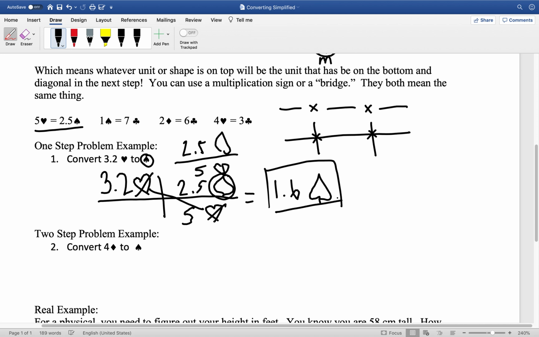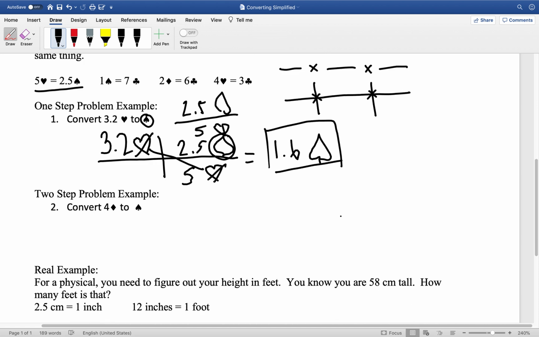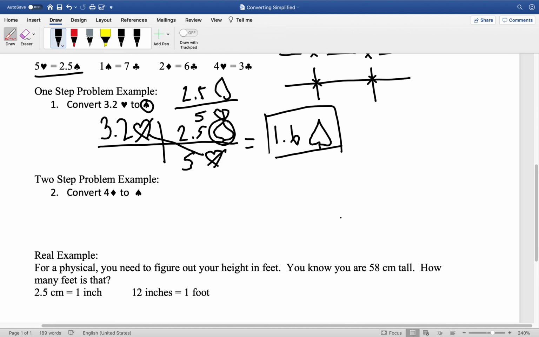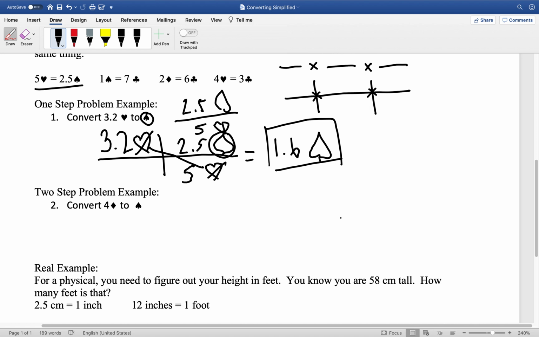Okay? So all you're doing here is you're taking the equalities, you're deciding which way to write it, and then you're multiplying across the top and dividing by what's on the bottom. Let's do another example. So it says convert 4 diamonds to spades. So remember, whatever number they give you is the number you're going to start with. So I have to start with 4 diamonds. Now I want to convert that to spades.